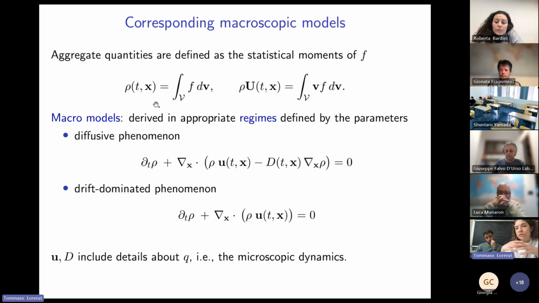And then in appropriate regimes, by using appropriate techniques, one can derive different macroscopic models. So for example, if the regime is a diffusive one, then one can derive a model that is similar to the one that Tommaso showed before. Or if the parameters dictate a more drift-dominated phenomenon, then we can have another kind of macroscopic model. And here, all these quantities that appear, so the U, the D, so the quantities that define the macroscopic model, actually come from the details of the microscopic model. So the details of the microscopic model are inherited by the macroscopic one.